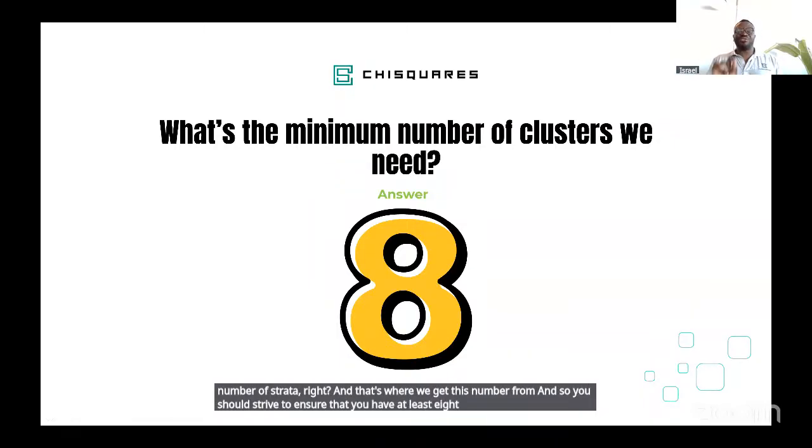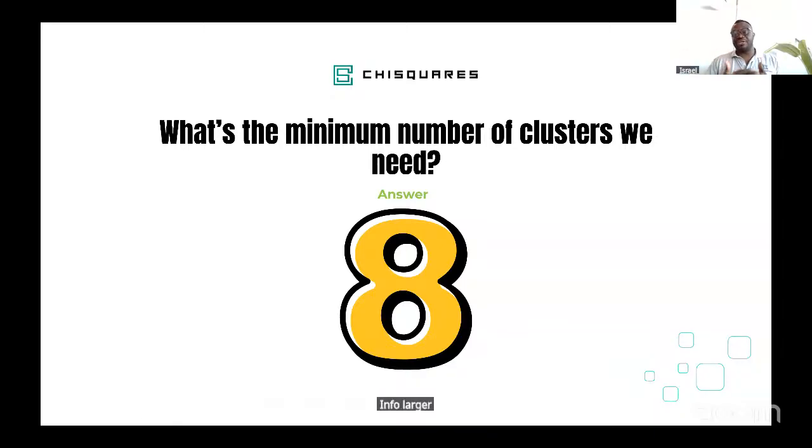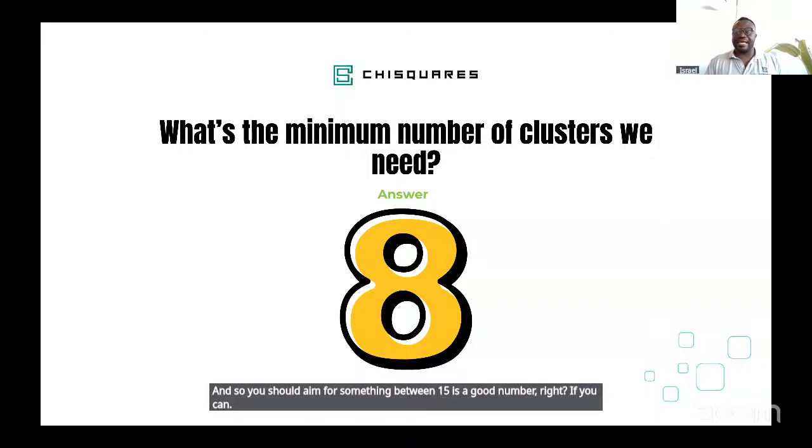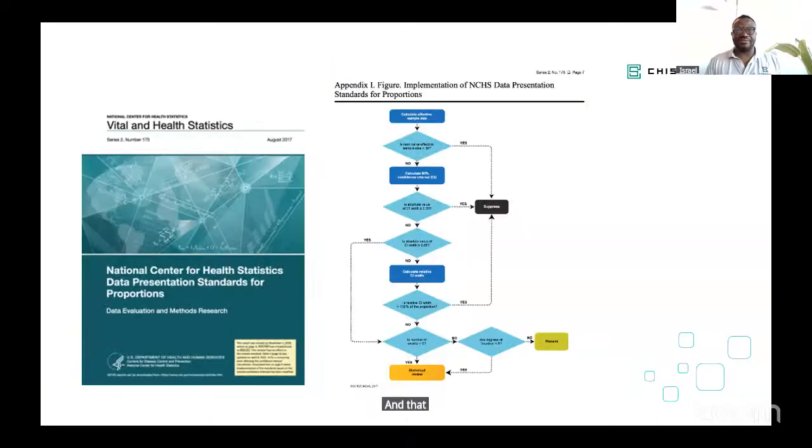Now, don't go and select exactly 8. Aim for larger. The greater the number of clusters you have, the greater the precision of your estimates. And so you should aim for something like 15, which is a good number, right? If you can, that allows your estimates to be very precise.